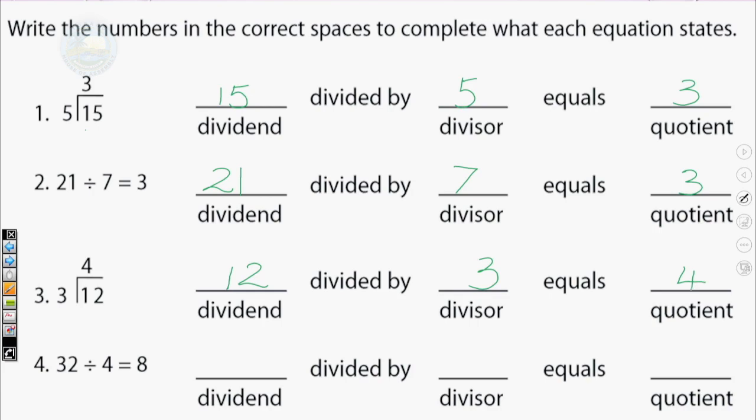And again, let's go to equation number 4. Similar to equation number 2. 32 divided by 4 equals 8. Can you figure out what's the dividend there? Certainly. The dividend, the number that is being divided by the divisor, which is 32.